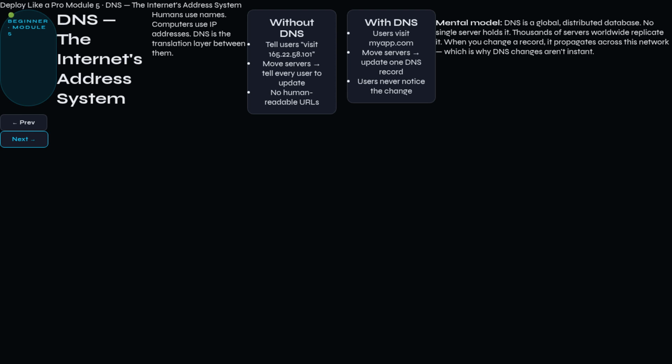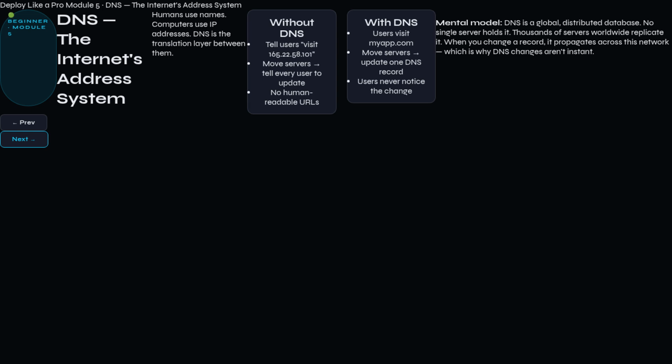When you type google.com into a browser, your computer doesn't know where Google is. It knows an IP address like 142.250.191.46, which is the actual address of a server. DNS is the system that translates human-readable domain names into IP addresses. Without DNS, you'd have to memorize IP addresses for every website.